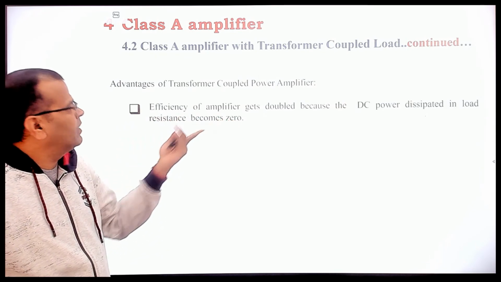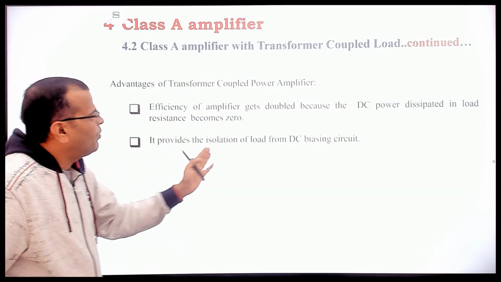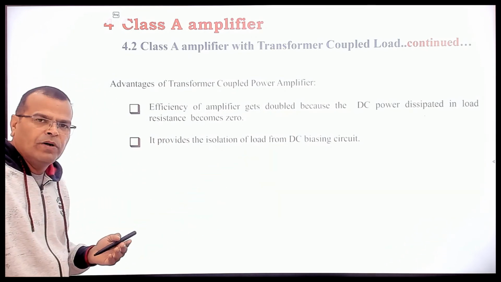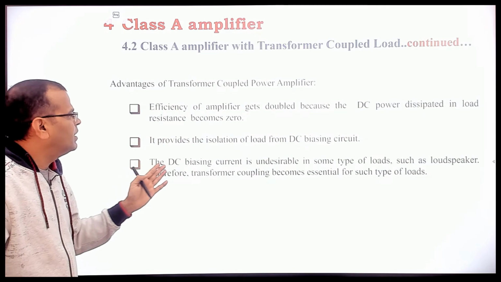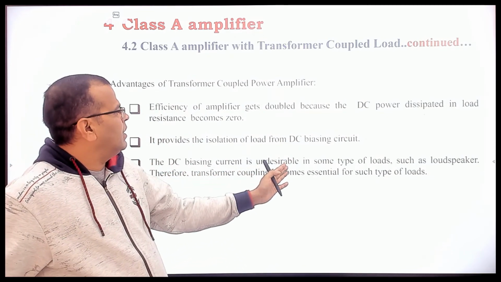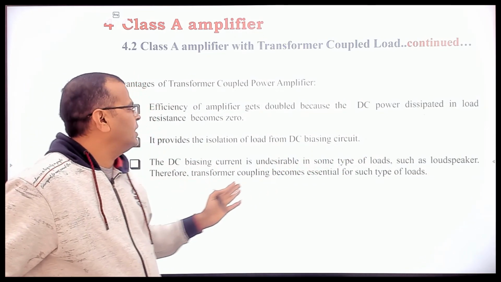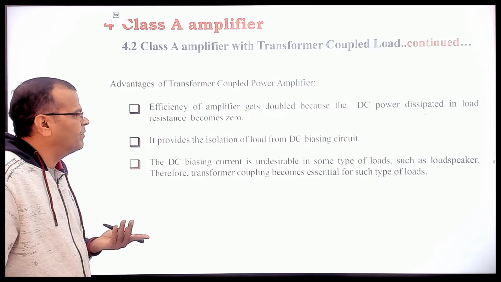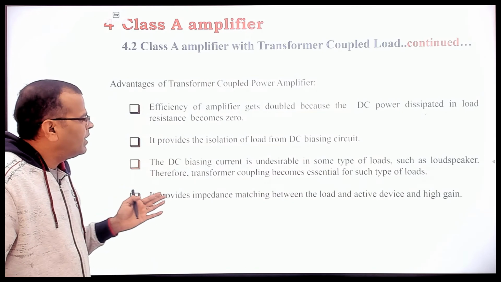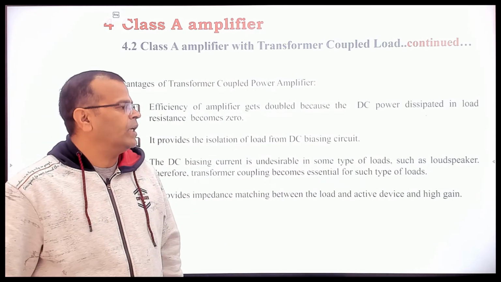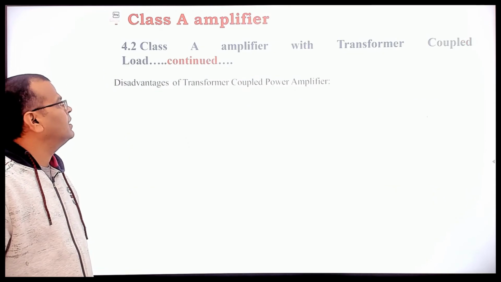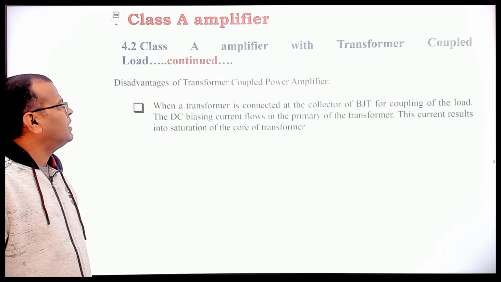Efficiency of the amplifier is doubled. It provides isolation from the DC circuit. That is what I have already told. Because of the transformer, the DC biasing current, which is undesirable in some types of loads such as a loudspeaker, is blocked, and it provides coupling. It provides isolation, in fact, right? And it provides impedance matching between the load and active device, and high gain. These are some of the advantages. Let us see the disadvantages.